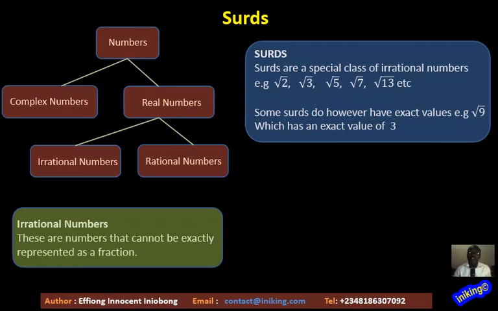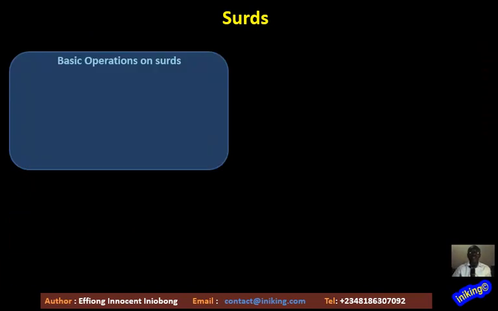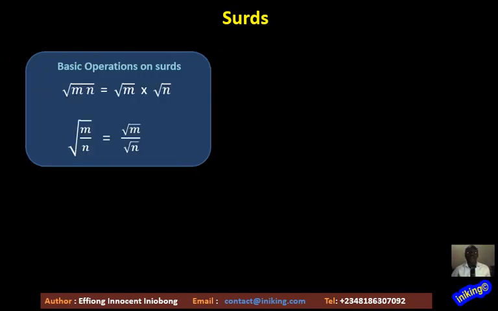How do we manipulate these numbers? What are the basic arithmetic operations we perform on them? And how do we perform these operations? This and a few more are what we'll be looking at in about 6 video clips under the topic surds. Basic operations on surds. We can carry out our normal algebraic operations like multiplication, addition, subtraction, division. Let's look at the first operation we want to look at.